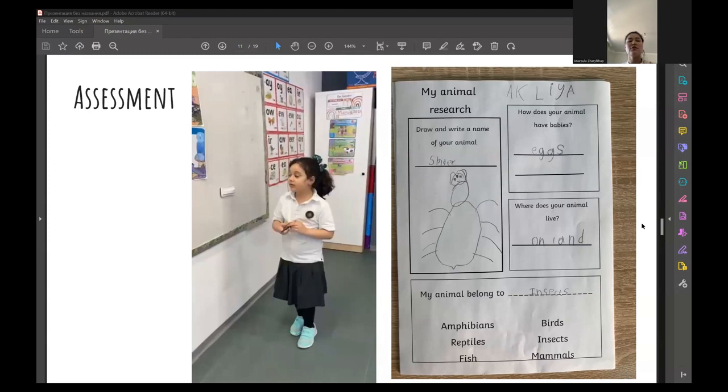And I want to share another assessment. This is more of a speaking assessment. I had a box in my hand with toy animals, farm animals or wild animals, and they had to pick an animal with closed eyes. And this is one of my students answering the question.